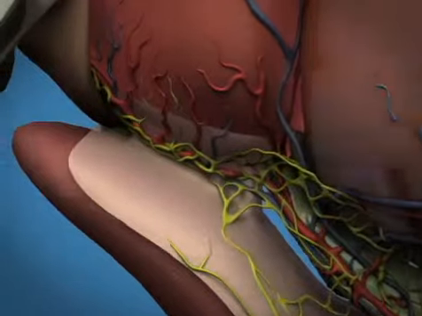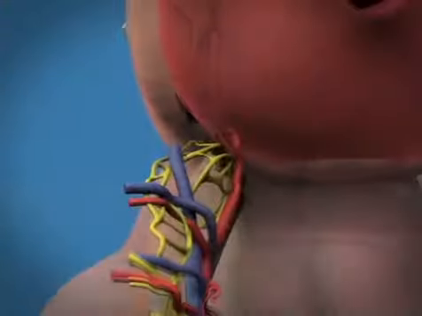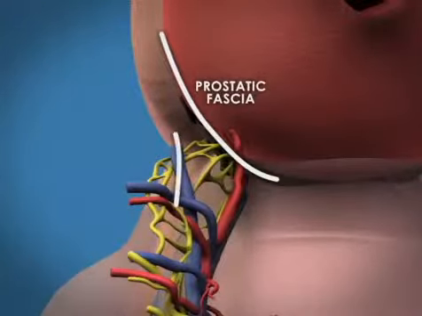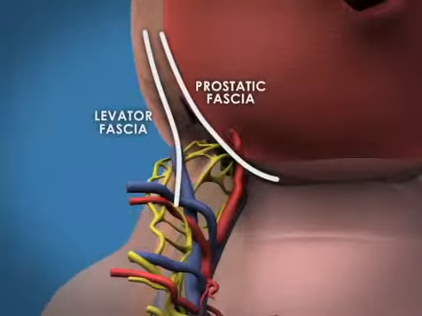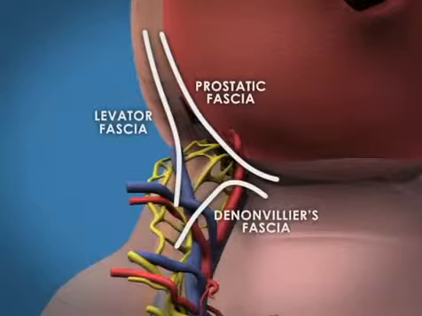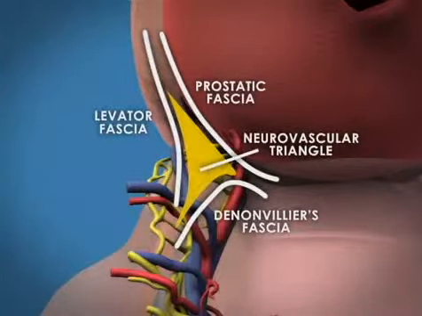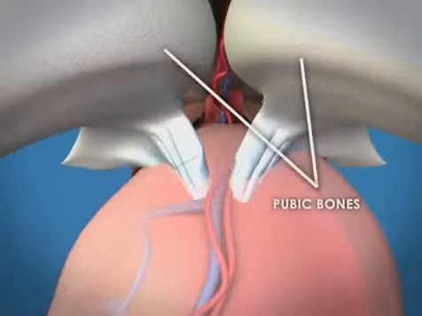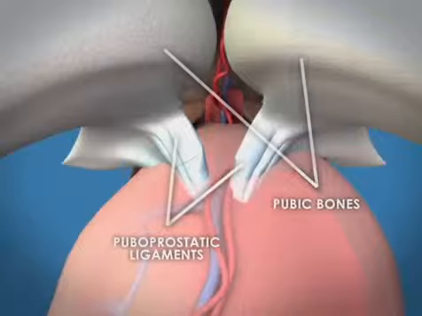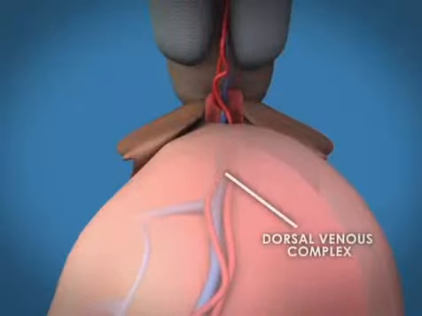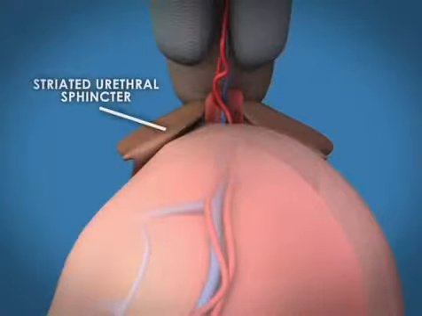of the prostate. The neurovascular bundles lie on each side of the prostate, between the prostatic fascia and the levator fascia. On the bottom, they're bounded by Dunouvillier's fascia. The space in which the bundles are located is the neurovascular triangle. Moving to the apex of the prostate, we can see the pubic bones and puboprostatic ligaments, the dorsal venous complex, and the striated urethral sphincter.